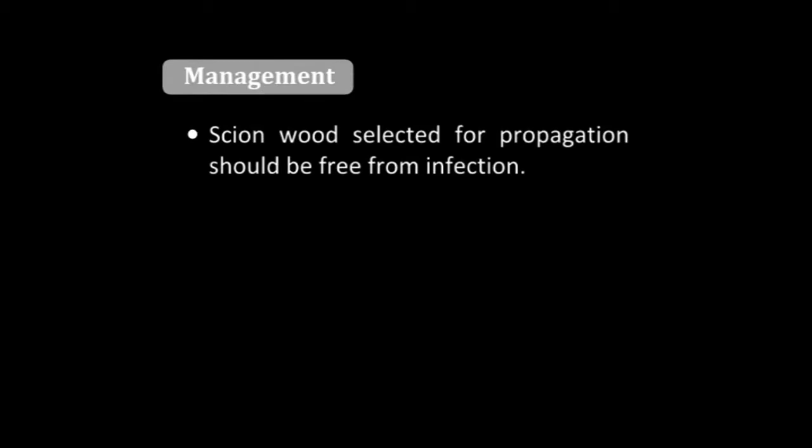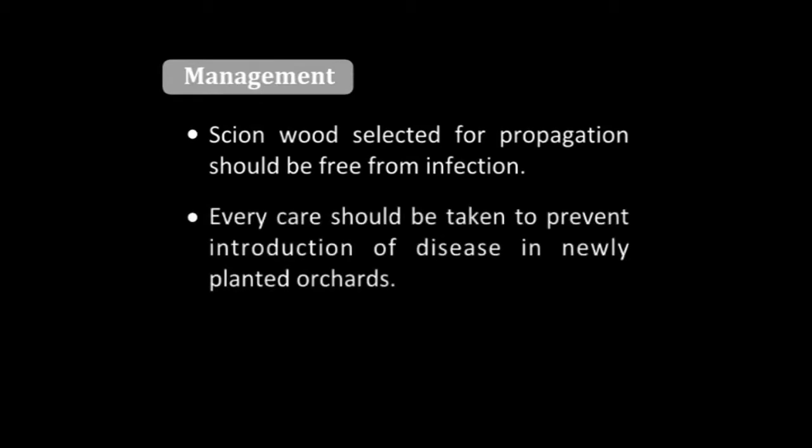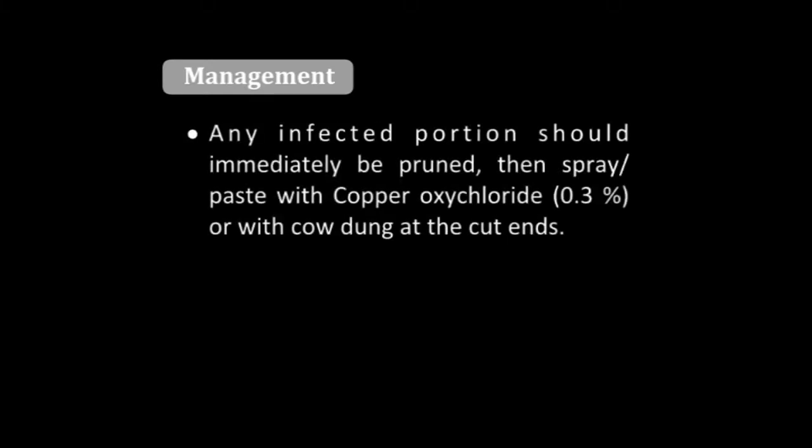Next is the management of the disease. Scion wood selected for propagation should be free from infection. Every care should be taken to prevent introduction of the disease in newly planted orchards. Any infected portions should immediately be pruned, then sprayed or pasted with copper oxychloride at the rate of 0.3% or with cow dung at the cut ends.